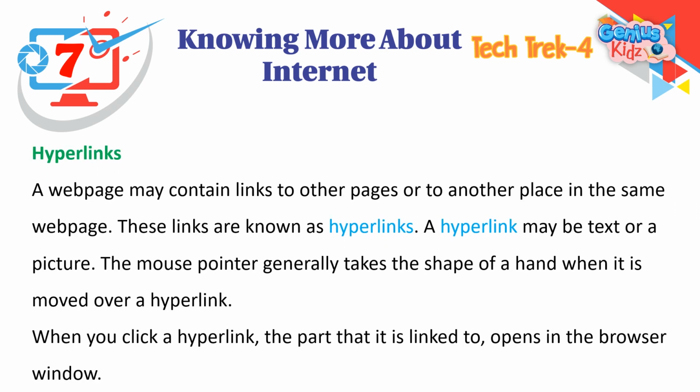Hyperlinks. A web page may contain links to other pages or to another place in the same web page. These links are known as hyperlinks. A hyperlink may be text or a picture. The mouse pointer generally takes the shape of a hand when it is moved over a hyperlink. When you click a hyperlink, the part that it is linked to opens in the browser window.